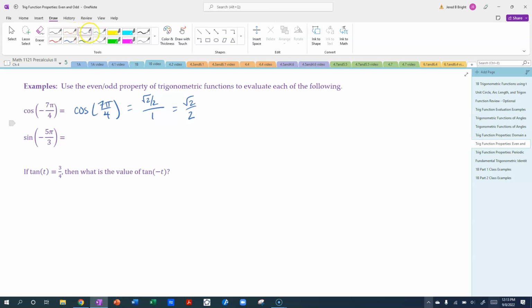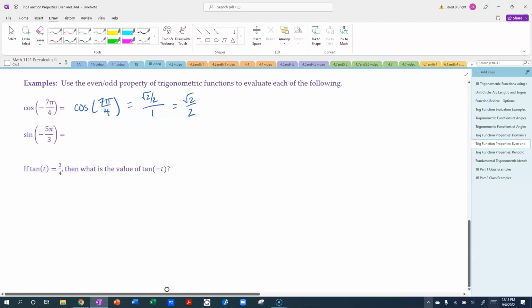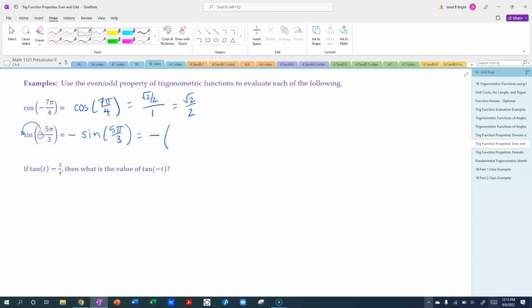In the same vein, sine of negative 5 pi over 3. Since sine is odd, this negative is going to come out in front. So this is the same as negative of sine of 5 pi over 3. Evaluating this using the unit circle, sine of 5 pi over 3 is negative square root of 3 over 2, all over 1. So negative of a negative is positive, and I get square root of 3 over 2.